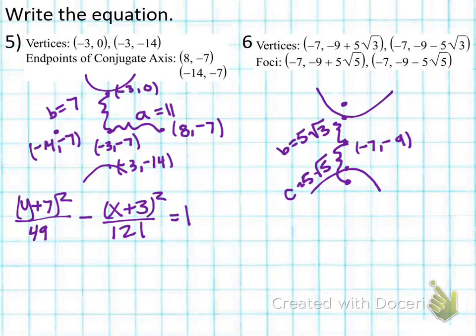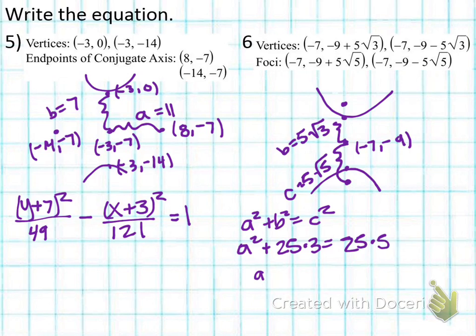Okay, now I have the center and I have b, but I need a still, so I'll use this equation to solve for a. And squaring these, b is 5 root 3, so when I square this, I square the 5 first, then I square the root 3 and multiply them together, so I get 25 times 3. And then same thing here. C is 5 root 5, so I do 5 squared and then root 5 squared, which would be 25 times 5, which is this. Okay, so that gives me a squared plus 75 equals 125. Subtracting 75, I get a squared equals 50.